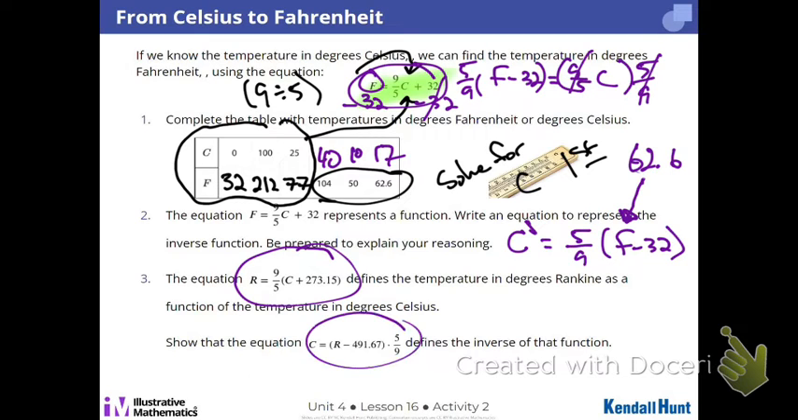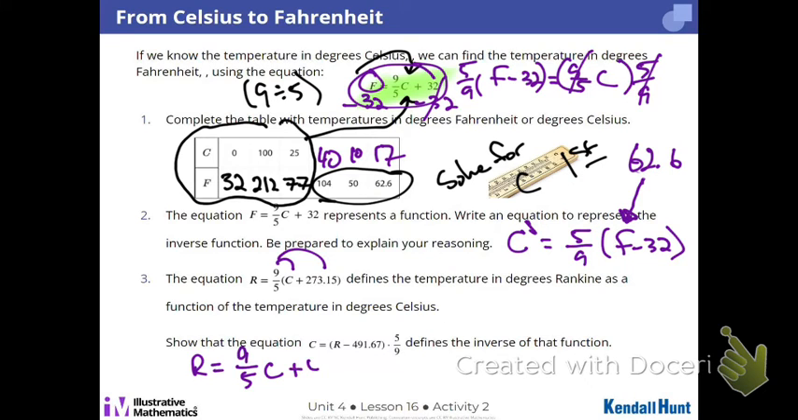This down here is the inverse, and it's asking, how can we prove that it's the inverse? And all I want you to do is watch. Don't even worry about getting notes for this. So what they did to get this inverse is they distributed 9/5. Everybody good with distribution here? So when you distribute 9/5, we get R equals 9/5 C plus 491.67.